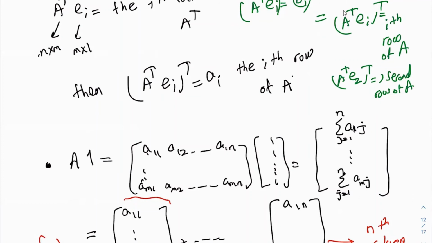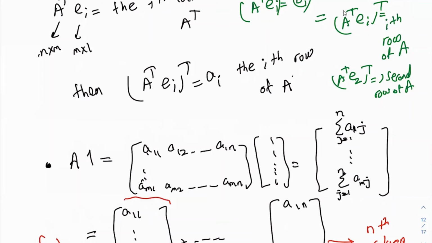Remember, getting a column is easy. You just multiply by the unit vector, A e_i, for example, getting the ith column. Now, for the row, there is some notion of the transpose involved. So you first get the ith column of A transpose, then you transpose this one. Okay, good.